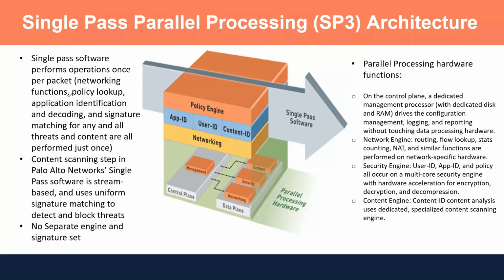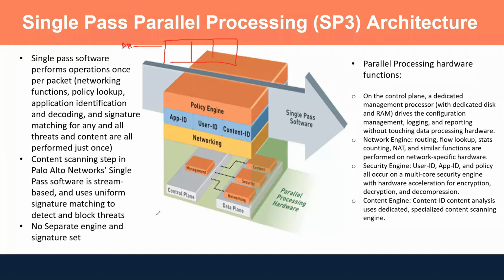So for example, let's say a packet is coming to the firewall, and on the packet you have enabled multiple checks. You have enabled the application ID check, user ID check, and content ID check. So all these checks would happen in a single go. That's what this Palo Alto firewall is capable of.